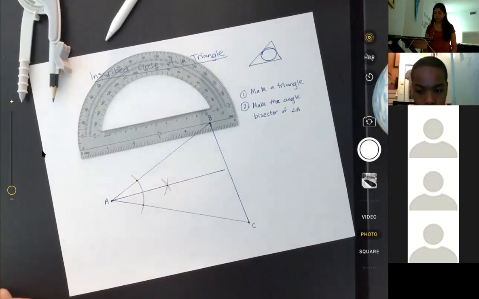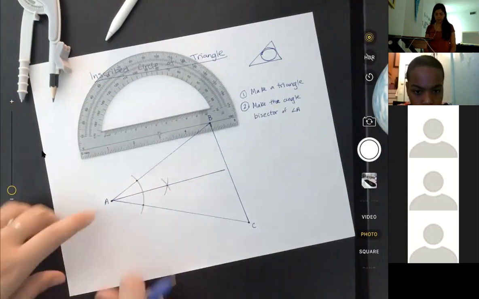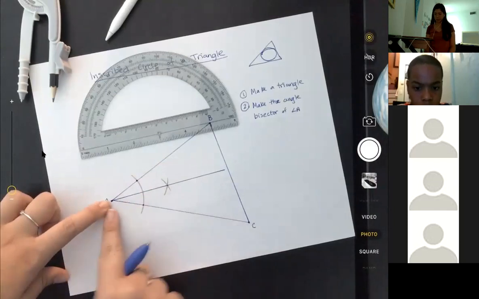Questions so far? No. Awesome, and now notice that this whole angle A has been cut completely in half.